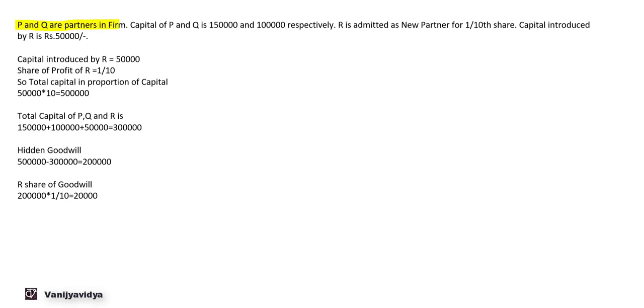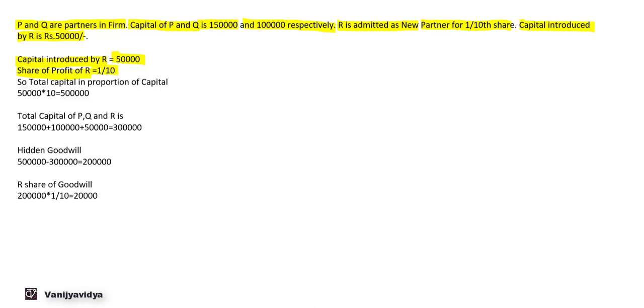P and Q are the partners in the firm. Capital of P and Q is 1,50,000 and 1 lakh respectively. R is admitted as a new partner for 1/10 of the share. Capital introduced by R is 50,000. Now, we need to find out the hidden goodwill here. Capital introduced by R is 50,000, and the share of profit of R is 1/10.